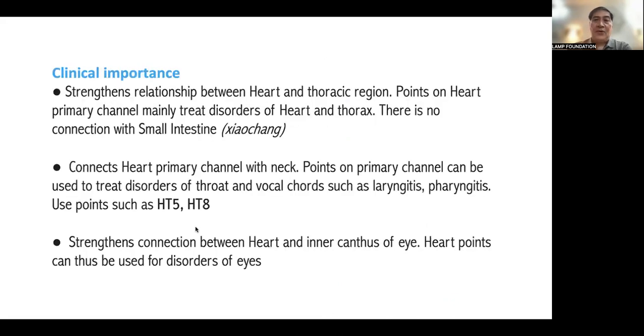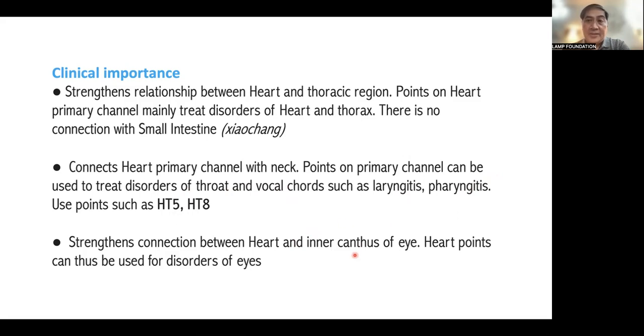So what is the importance of knowing the divergent channel? It strengthens the relationship between the heart and the thoracic region. So that means points on the heart primary channel mainly treat disorders of the heart and thorax. There is no connection with the small intestine. Another clinical importance is that it connects the heart primary channel with the neck. Points on the primary channel can be used to treat disorders of the throat and vocal cords like laryngitis and pharyngitis, and we have to use points such as heart 5 and heart 8.